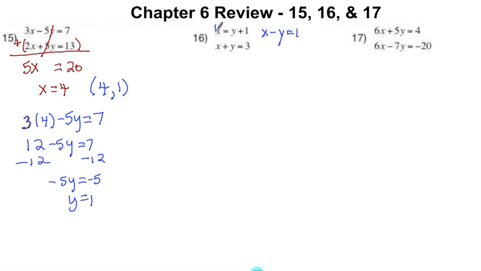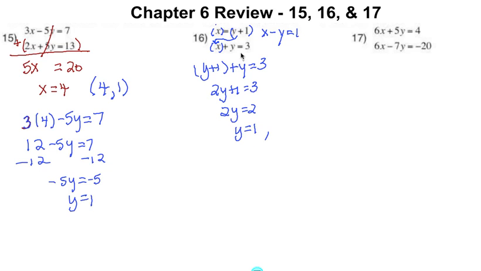However, since they're not that way right now, the way that I would solve that is to go ahead and do substitution because one of our variables is already solved for. So everywhere I see an x, I'm going to be plugging in y plus 1. So I get y plus 1 plus y equals 3. So that's 2y plus 1 equals 3, 2y equals 2, and y equals 1.